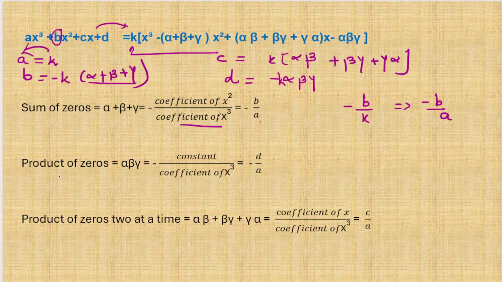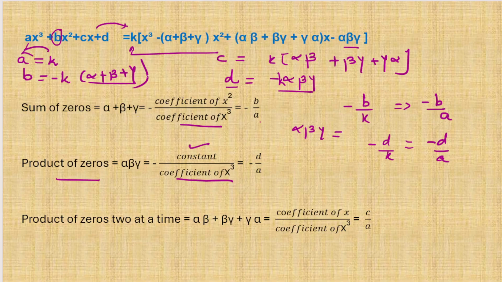Similarly, we are going to find the product of the zeros, that is alpha beta gamma. This we will get from the constants. Okay. So alpha beta gamma is equal to minus d by k. And what is k? It is a. So it is minus d by a. What is d? It is the constant. And what is a? It is the coefficient of x cube.